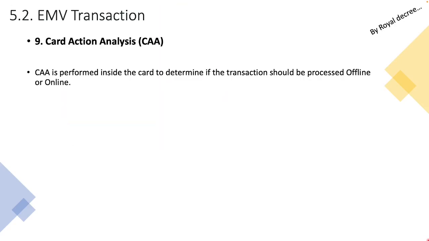Card action analysis, or CAA, is performed inside the card to determine if the transaction should be processed offline or online. So remember we said we had TRM, terminal risk management, and then terminal action analysis, and that happened strictly on the terminal from the terminal's perspective. So we have a similar process now that occurs within the card, and all of this internal processing as it happens is not shared with the terminal. So it's not really present on any logs, should you try to interrogate the conversation between the card and terminal at this point.